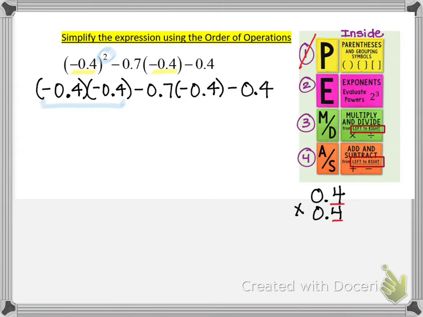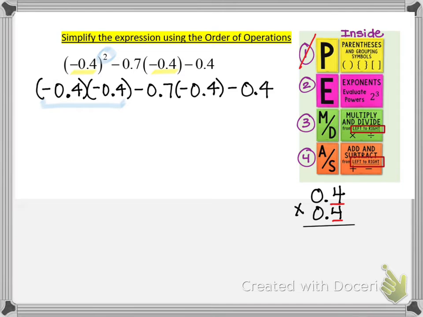Now, when I look at 0.4 times 0.4, I notice that each number or each decimal has 1 decimal place. So if I add those 2 decimal places together, I get a total of 2 decimal places. So in total, my final answer should have 2 decimal places because each number had 1 decimal place and 1 plus 1 is 2.